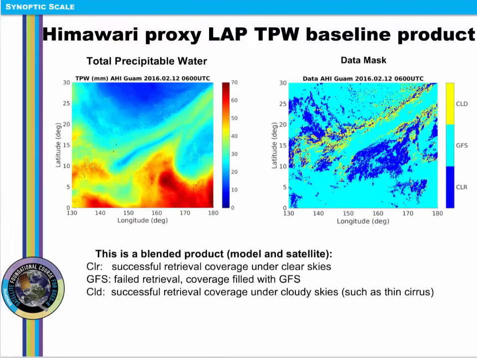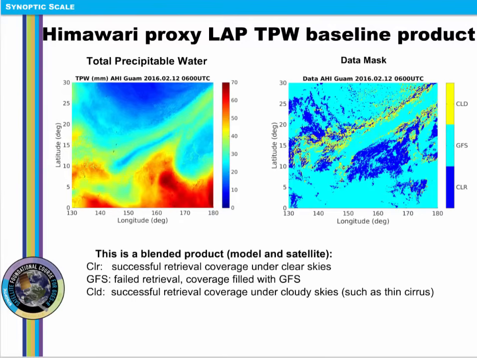Here is the LAP TPW baseline product using Imagery data as a proxy for GOES-R. We are looking at the total precipitable water across the Pacific for a single time during this case. You will notice that there is a data mask shown on the right side. We have identified cloudy and clear areas and an area where GFS is used.